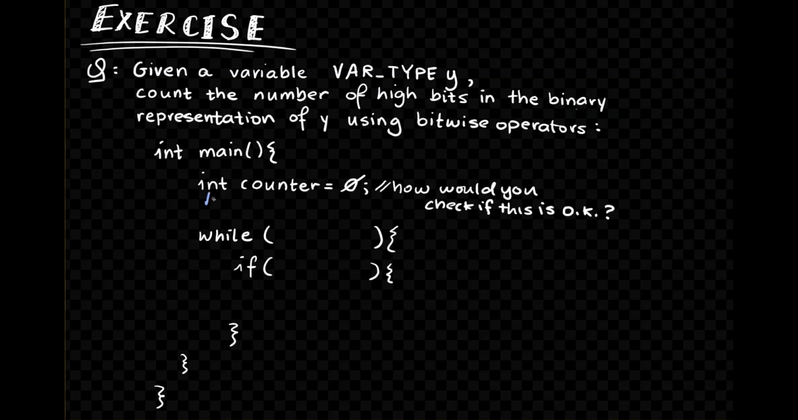I'm going to make a copy of y so that I don't accidentally modify it. Going to make a mask, and this should be an unsigned type.